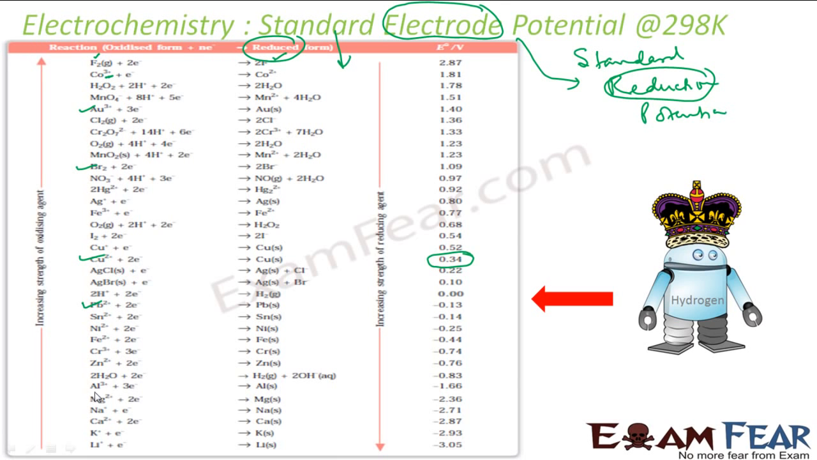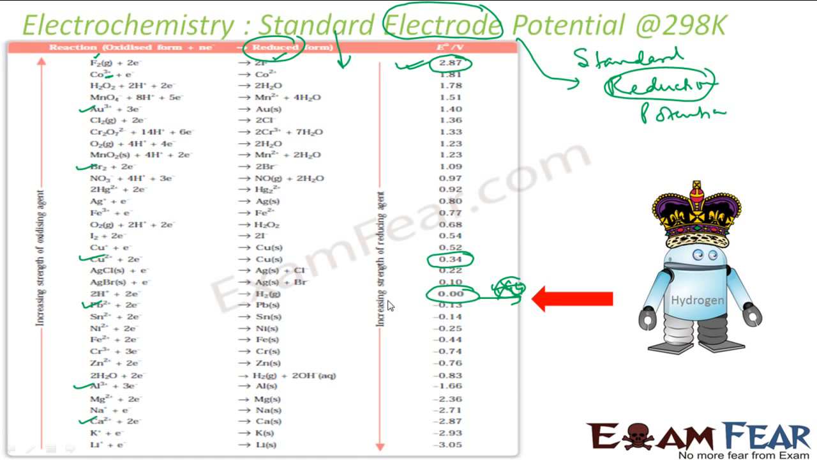This is the reduced form, right? Al3+ to Al, reduction happening. Calcium 2+ to calcium, reduction happening. All places you will see reduction happening, right? Now if you see the reduction potential of F2 to fluoride is 2.87. That means this reaction is more feasible, right? As compared to, now again here also for us, the hydrogen is the base, that is 0. Actually this value is 4.4, right, the actual value, but it is assumed to be 0. Correct? This is all based on comparison with hydrogen.